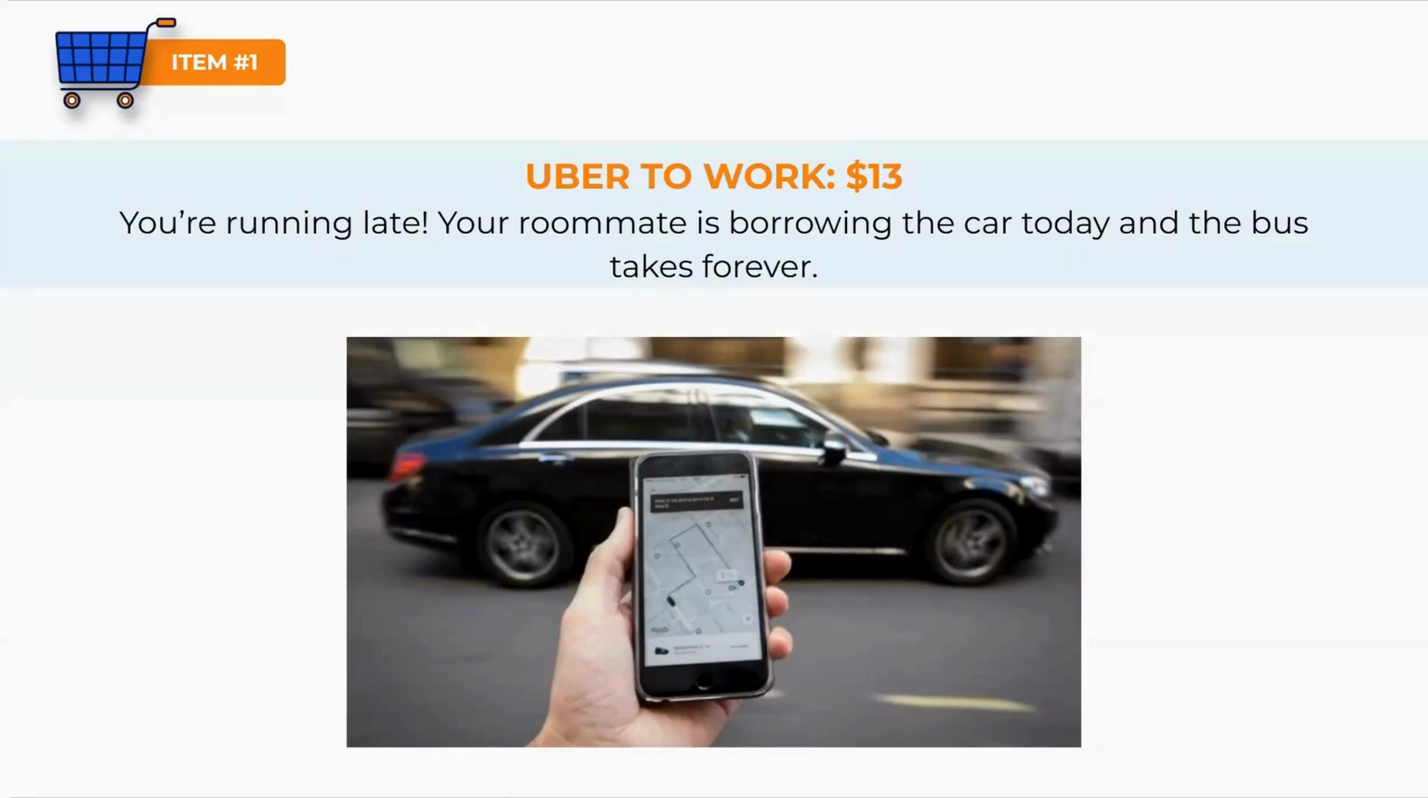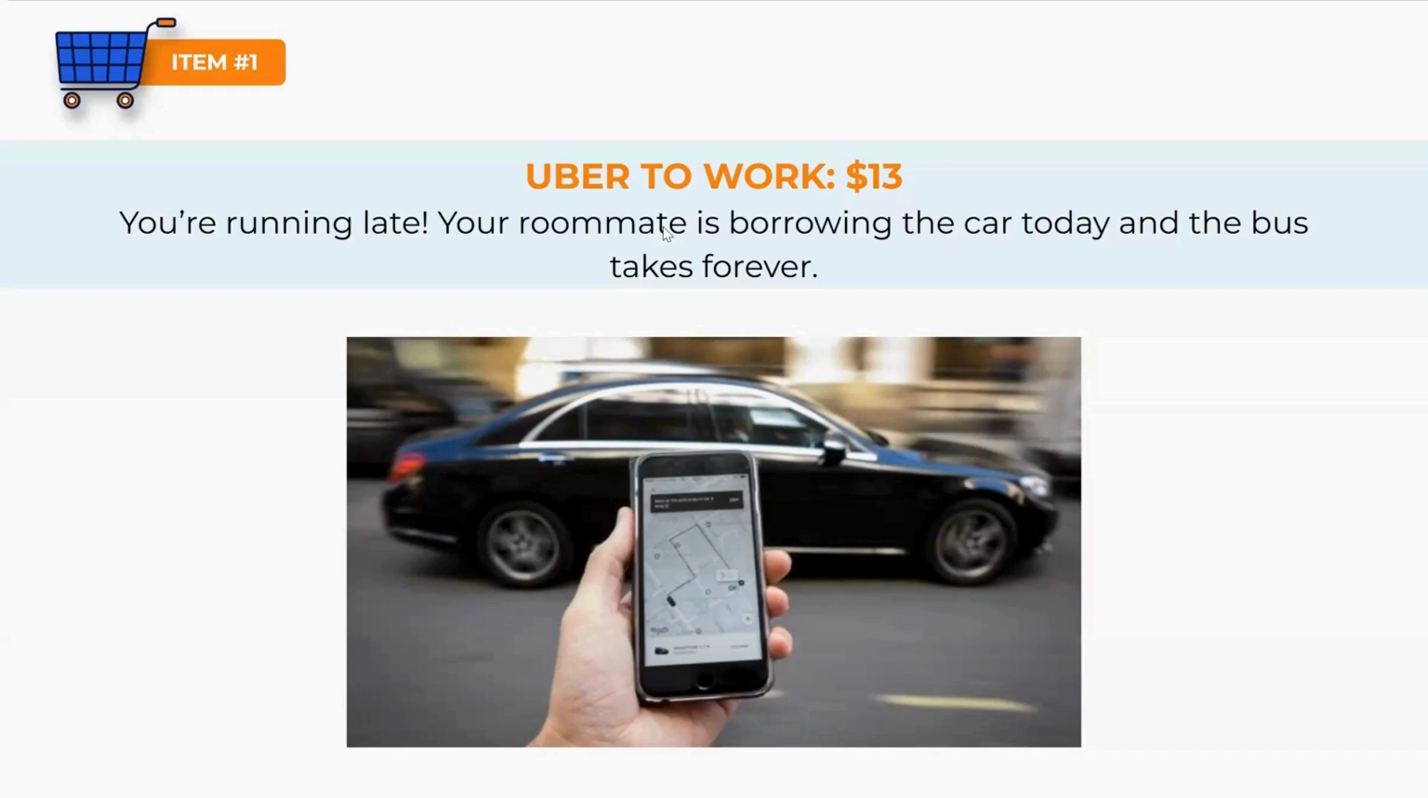Uber to work, $13. You're running late. Your roommate is borrowing your car today, and the bus takes forever. Do you take the Uber? And like I said, I'm going to go get it really quick, so please understand. It's going to get more complicated. Take Uber to work, pay $13. That's a variable cost. That's something you didn't think about, and your roommate took your car.